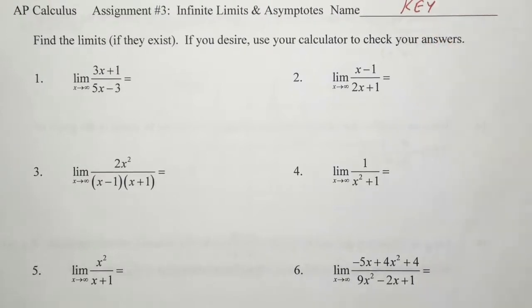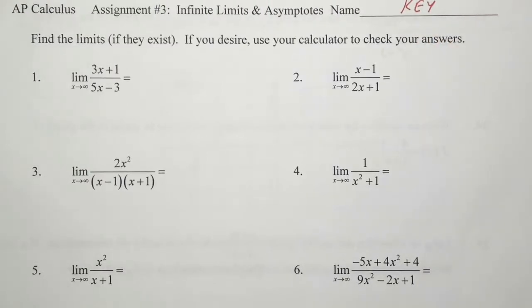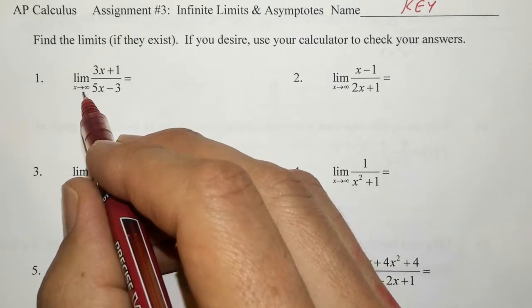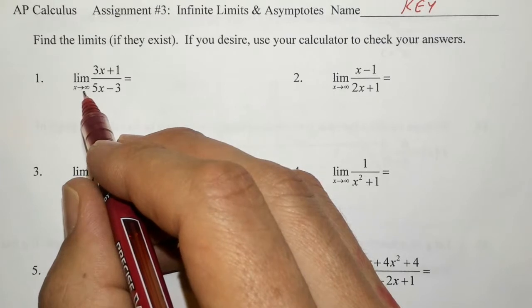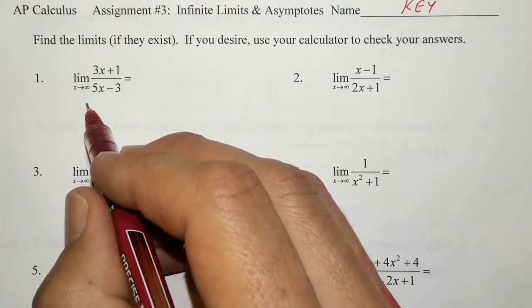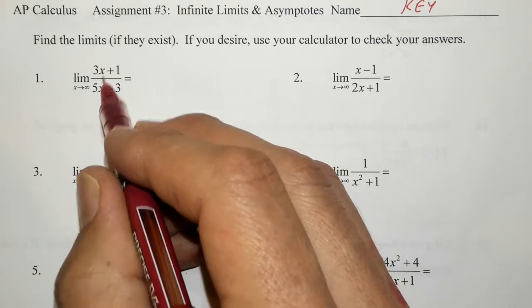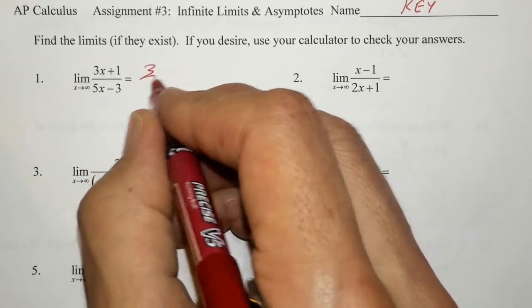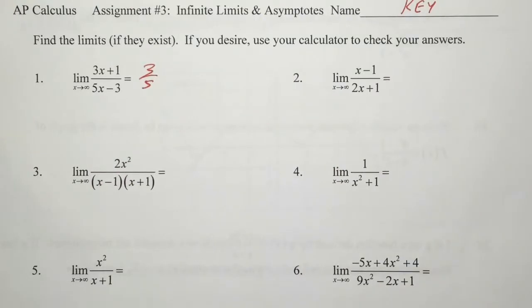Here's our key for assignment number 3 involving limits as x is approaching positive and negative infinity, as well as asymptotes. We know that when we're taking the limit as x approaches infinity or negative infinity, we're looking for the highest exponent. The highest exponent is located in both the numerator and the denominator here, so we focus on the leading coefficients, and our answer is its ratio, 3 over 5.